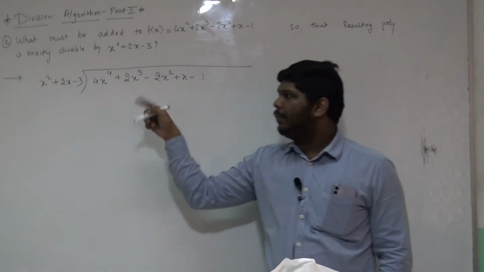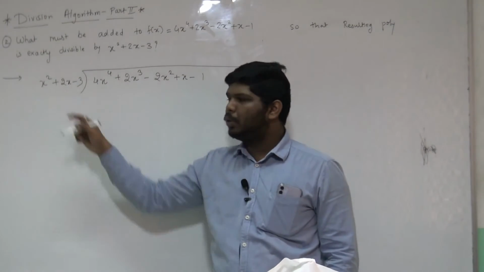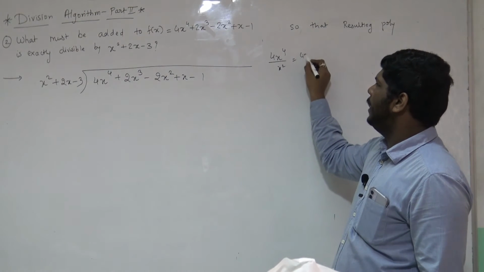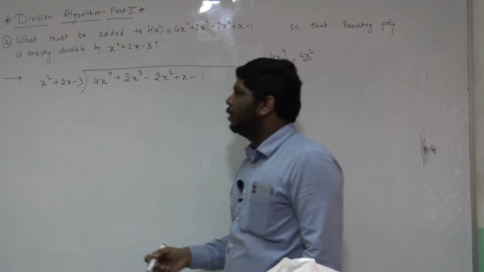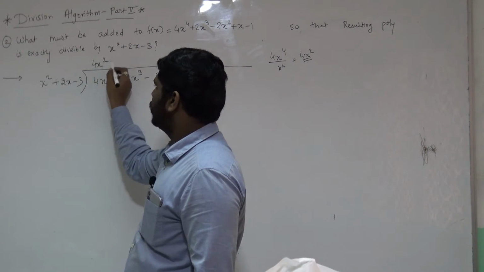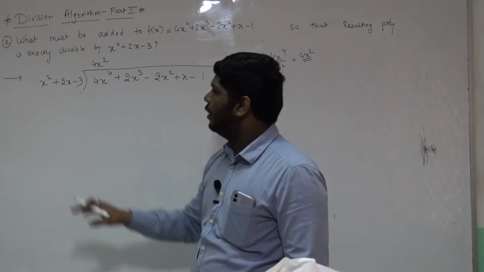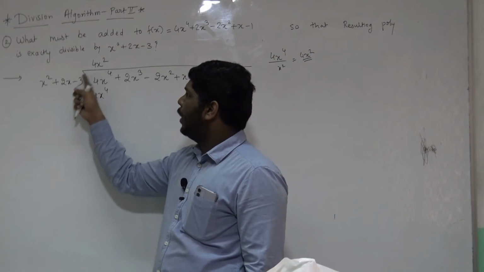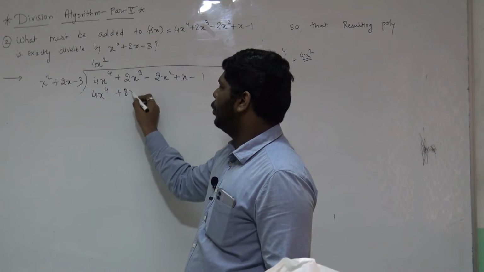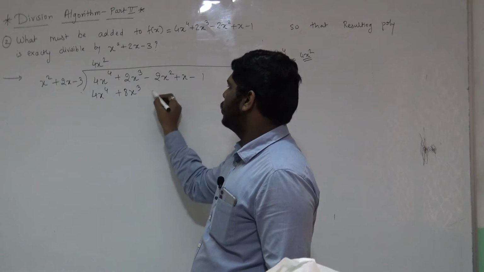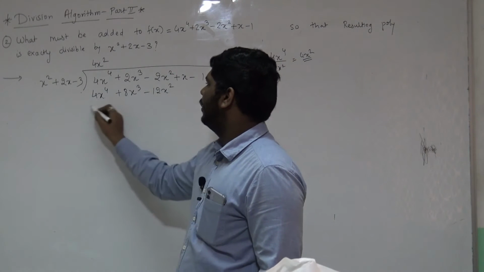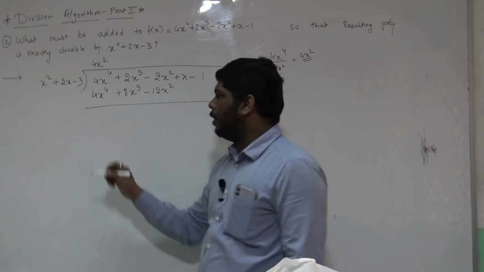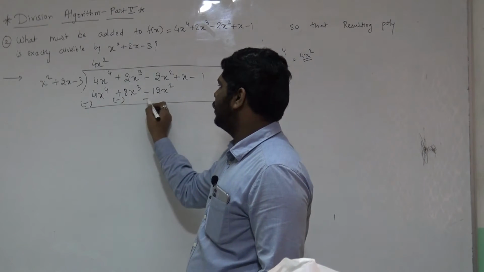Here if you see, if I divide first term by first term, 4x raised to 4 upon x square, this will be equal to how much? 4x square, correct? So the first term in the quotient will be 4x square. Now we'll start multiplying once again. x square into 4x square, first term as it is 4x raised to 4. Then 2x into 4x square will give you plus 8x cube. Minus 3 into 4x square will give you minus 12x square, correct? After that, we'll subtract the equation, change of sign.